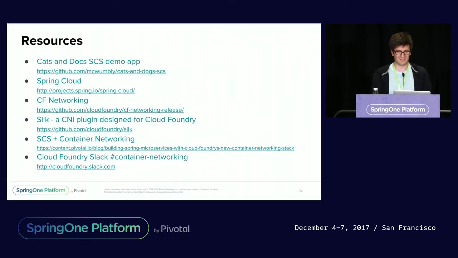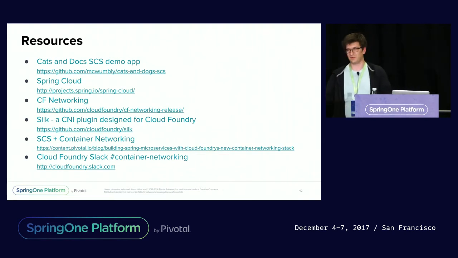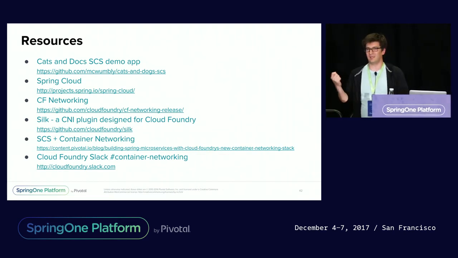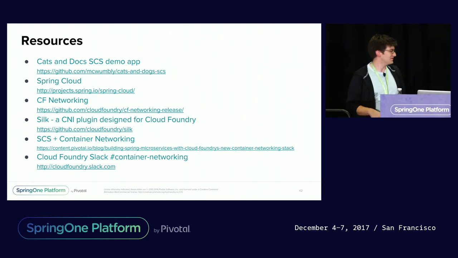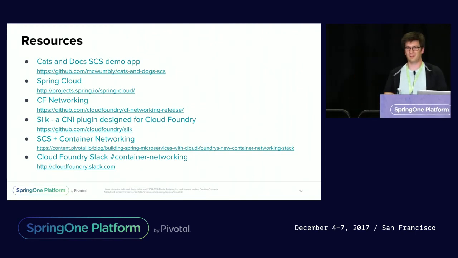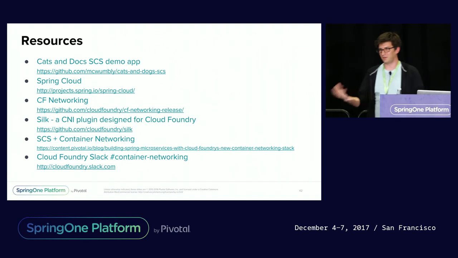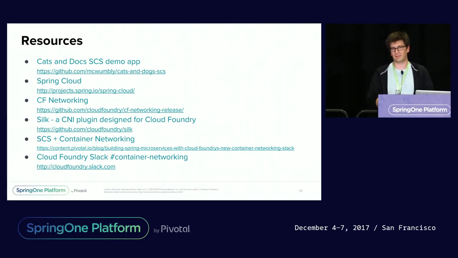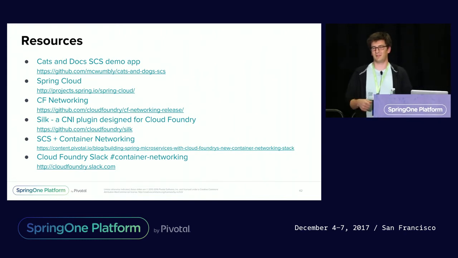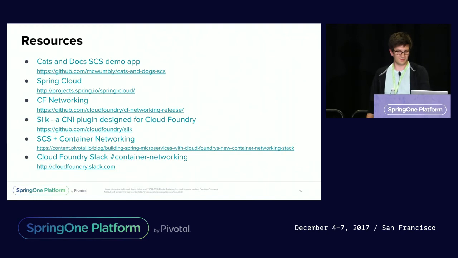There's our happy cat. And here's a bunch of resources that you can check out on your own if you want to dive even deeper into this. More info about Spring Cloud. The CF networking stack is open source, so you can look through the source code of that, as well as the Silk CNI plugin that we implemented. And if you want to give us feedback, the best place to do that would be to go to the Cloud Foundry Slack channel and join the container networking channel, where the entire team is available to answer your questions and learn more about your use cases.